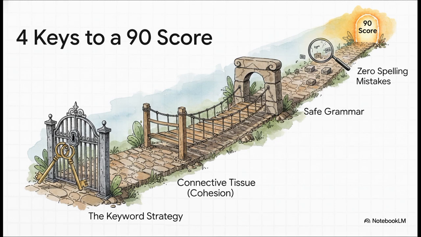First, a smart keyword strategy. This is absolutely non-negotiable. Second, building what I call connective tissue to make your ideas flow. Third, using grammar that sounds complex but is actually really safe and easy to use. And fourth, the obvious one, but it's critical: 0 spelling mistakes. Nail these 4 and you are on your way.